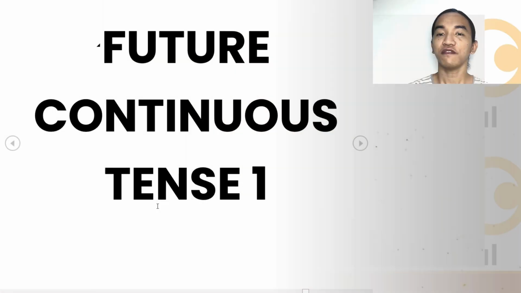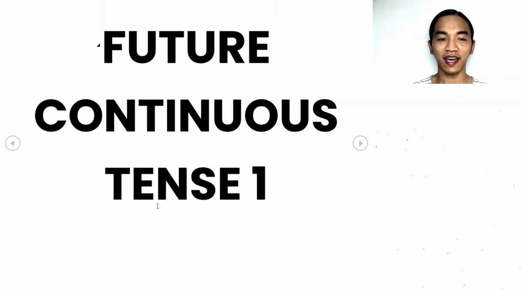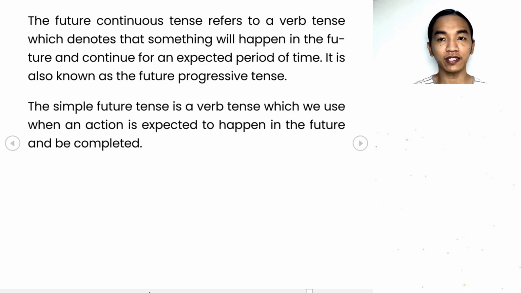Let's go. For today's discussion, let's talk about the future continuous tense. All right, so let's define and know more about the usages of the future continuous tense. Now, the future continuous tense refers to a verb tense which denotes that something will happen in the future and continue for an expected period of time, once again in the future. It is also known as the future progressive tense. This is the other name for that.